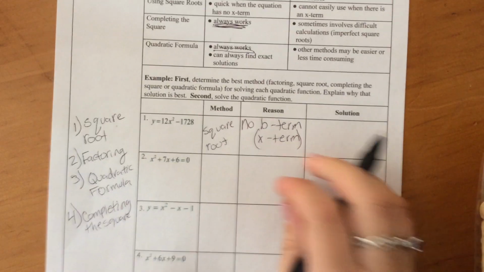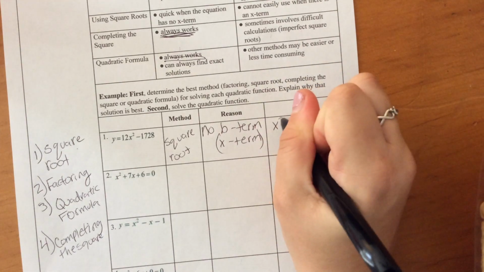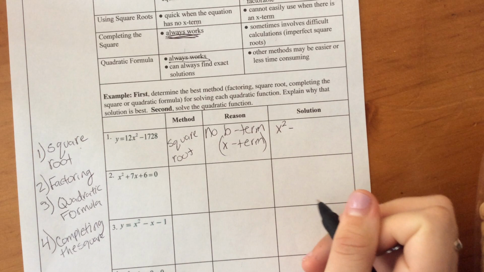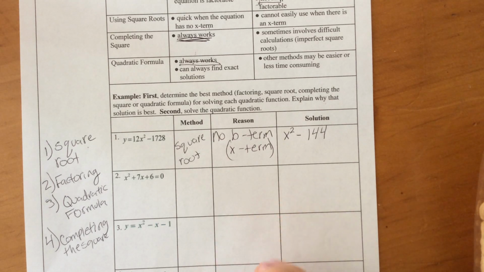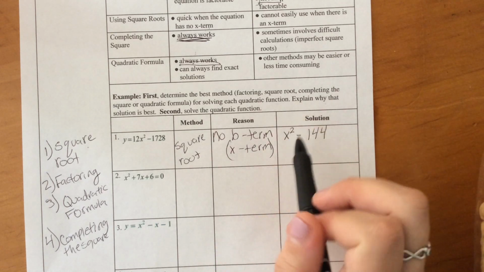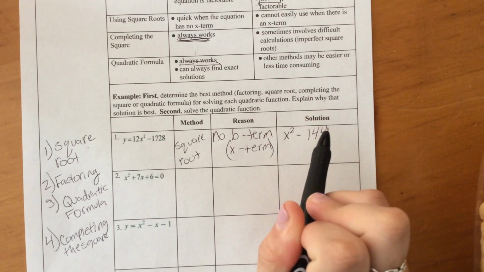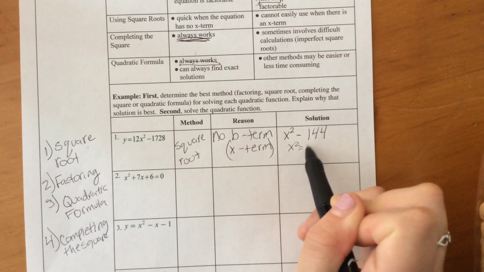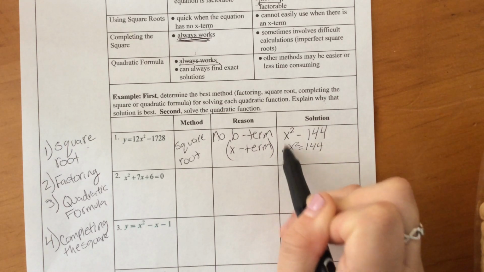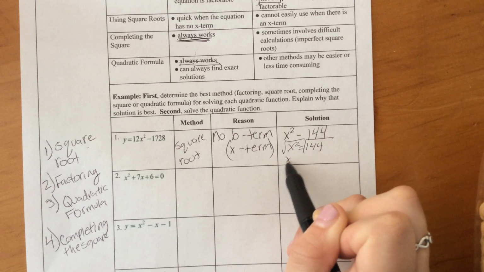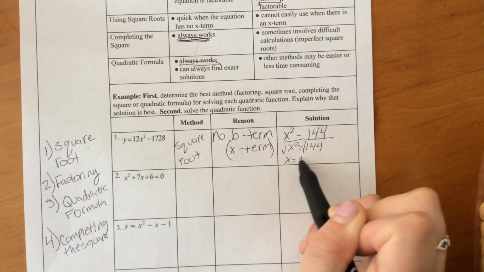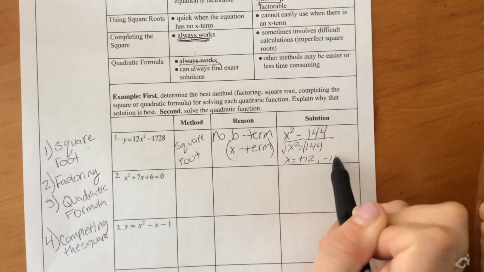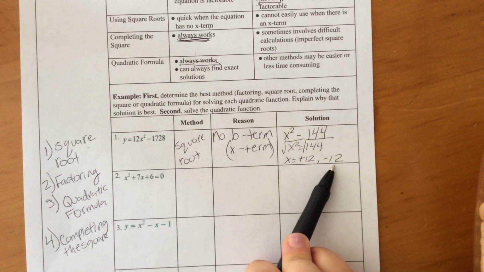Now I'm going to take 1,728 and divide it by 12. You get x squared minus, and you get 144. Now we can move that to the other side. So we get x squared equals 144, and then we take the square root. So x equals, and the square root of 144 is 12, so positive 12, and also, don't forget you need the negative 12 as well.